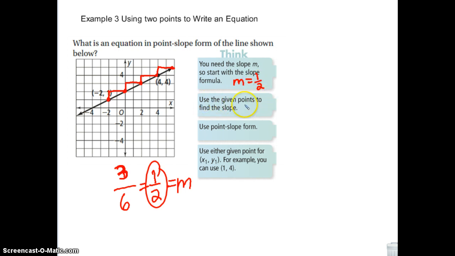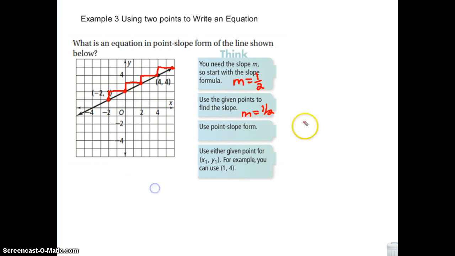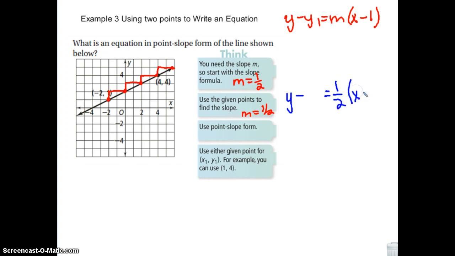Next, it says use the given points to find the slope. Well, we already did that. m equals 1/2. We already know that. I just like to write it twice just for good measure. Use the point slope form. Now, here's how we use the point slope form to find out the equation of this line. All we have to do is use our slope. So I'm going to write it up here. y minus y1 equals m(x minus x1). I'm going to put in my slope for m, which is 1/2. So I'm going to write y minus something equals 1/2 (x minus something).